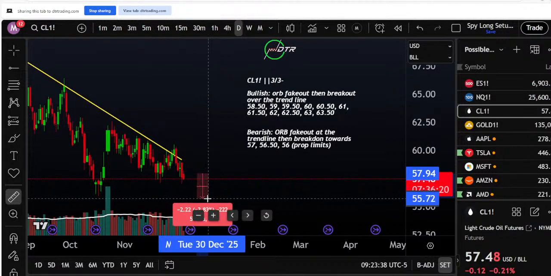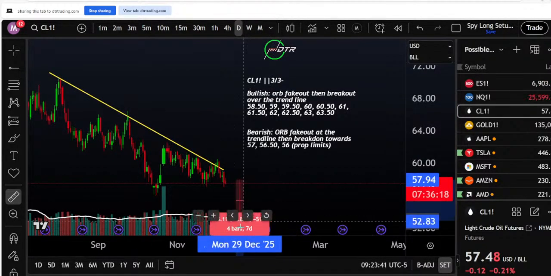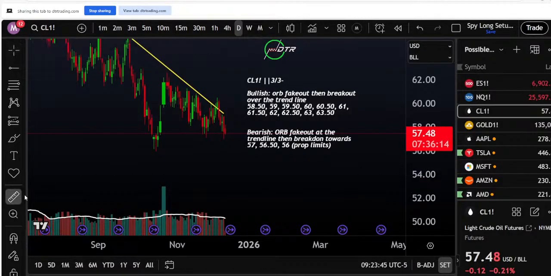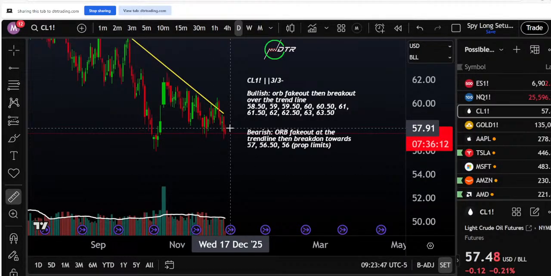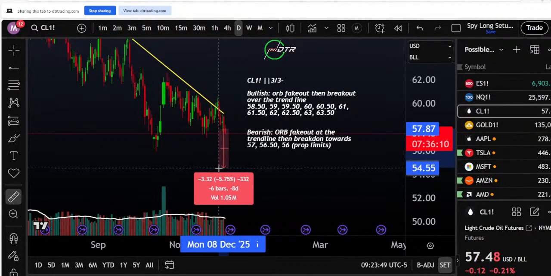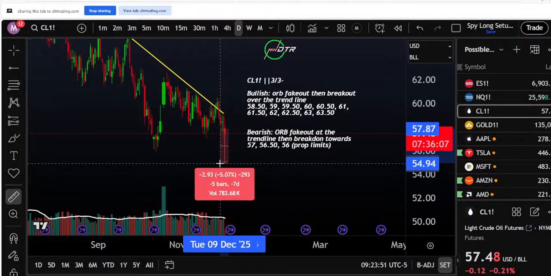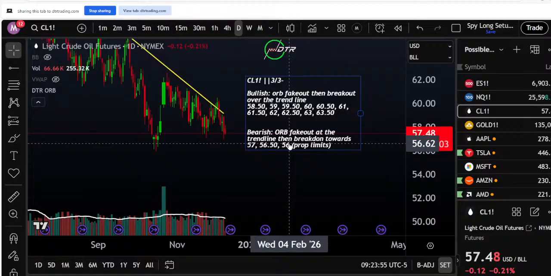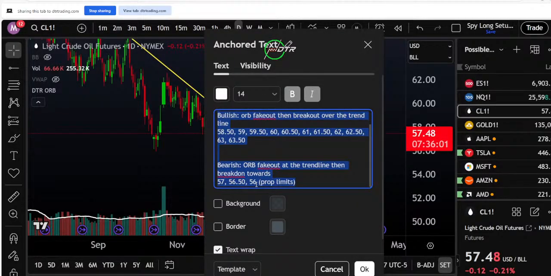And then our prop firm limit here. Sometimes TradingView is so finicky. It's going to be 55. So we're at 57.50. So yeah, 55 makes sense. Cool.